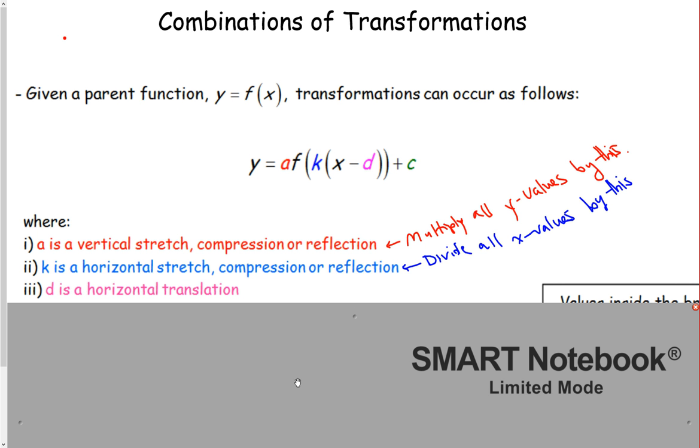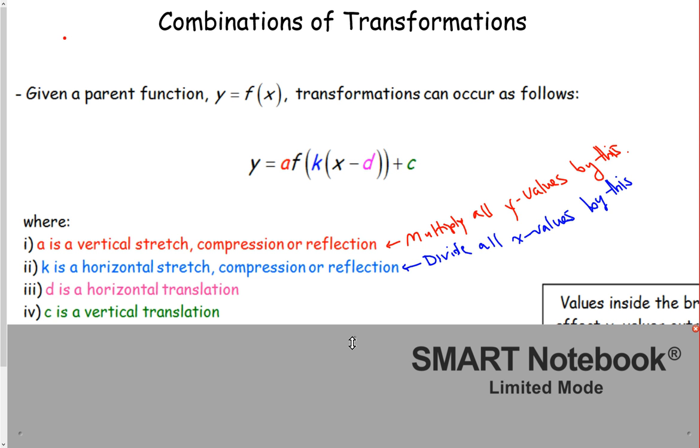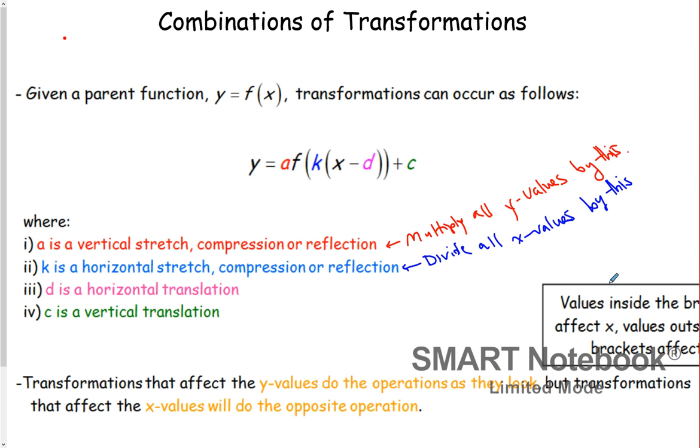D is one that we're used to. We used to call this H when we were doing just quadratics. It's just a horizontal translation, left and right. And you remember you do the negative of it. And C, same thing, vertical translation up and down. So D and C are easy. Really all we've done here is we've kind of renamed things and we've added this new K value. Now I want to bring over another little thing here.